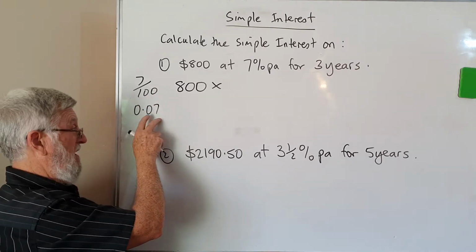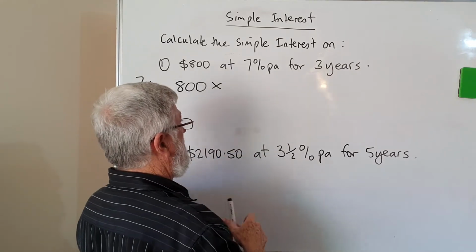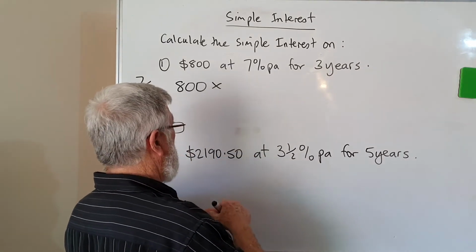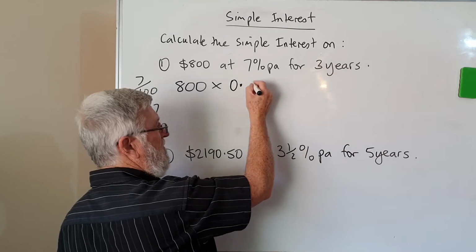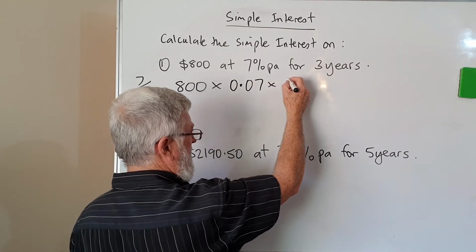Those who watch all my videos will get sick of me saying it. It's a small number, it's smaller than 10. So because it's smaller than 10, you can't just write 0.7, you've got 0.07. And then you times it by the number of years, which is 3.